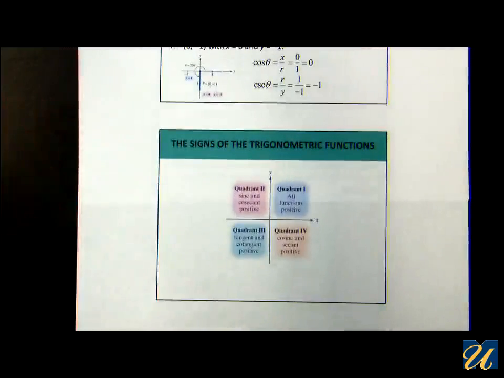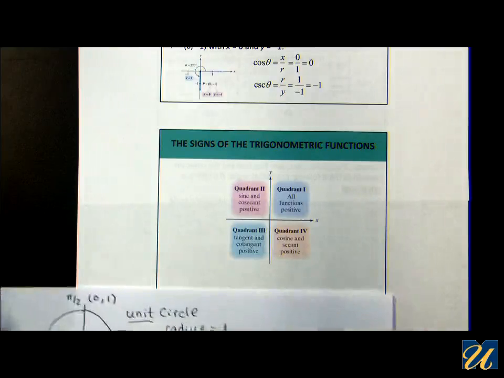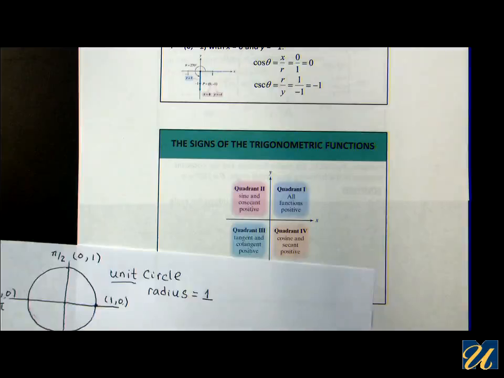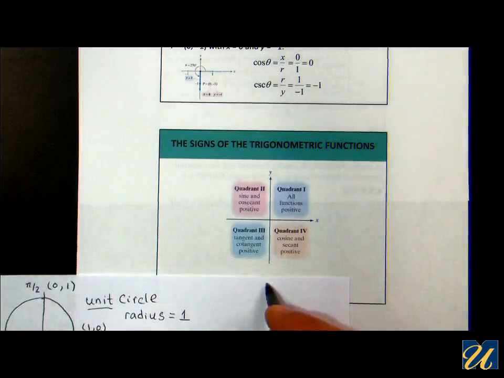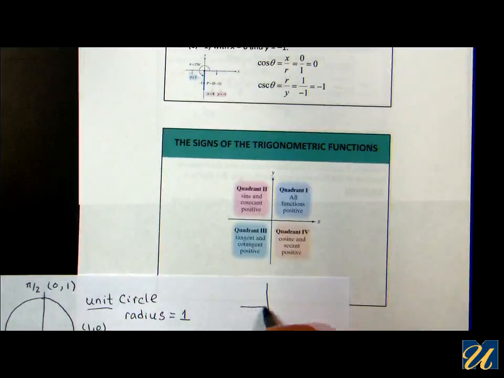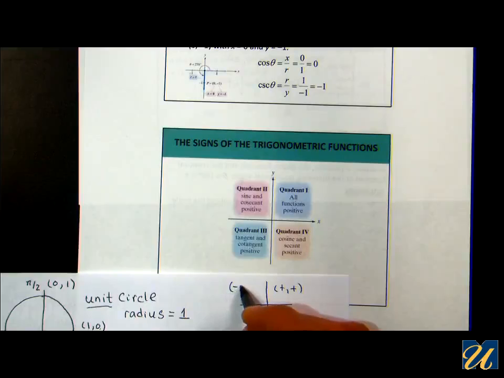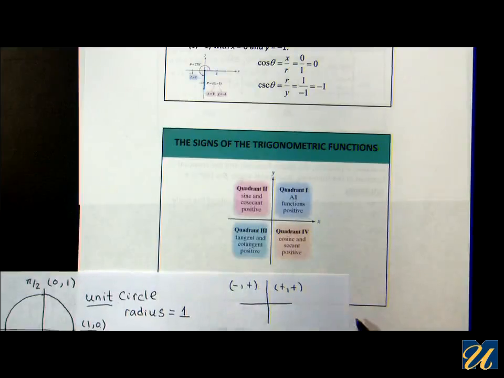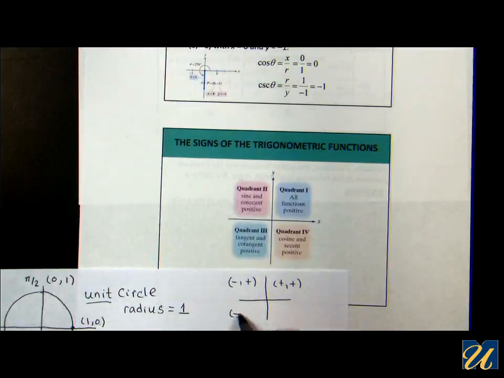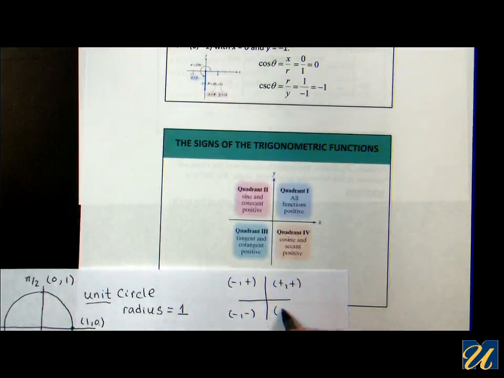Okay. Now, in trigonometry, it matters greatly where you are, because where you are governs the plus and minus signs in the quadrants. So as you know from basic algebra, in quadrant 1, all values x and y are positive. In quadrant 2, x is negative, y is positive. In quadrant 3, both x and y are negative. And in quadrant 4, x is positive, y is negative.